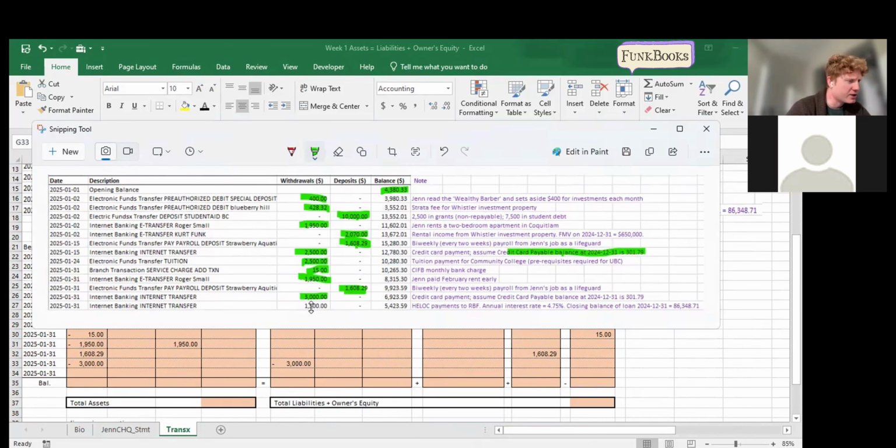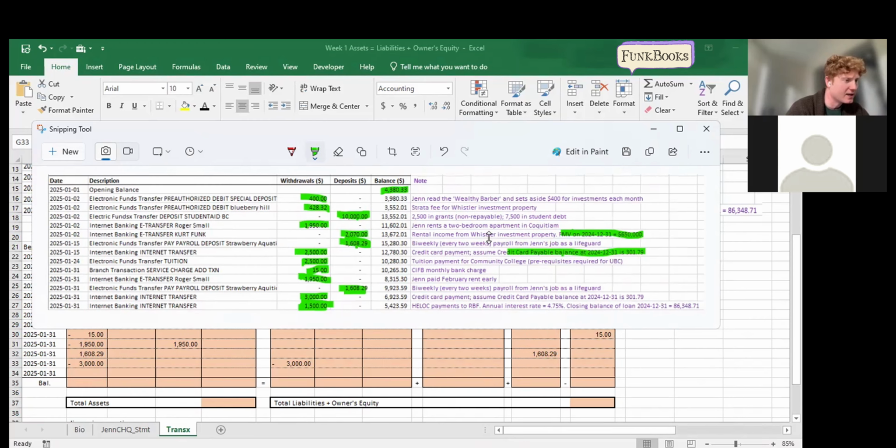Okay, last transaction is a HELOC payment. So this is something called a home equity line of credit, kind of like a mortgage or something that you would use to support the rental property or any sort of investment property that you're looking to use, right? So here we have some information. This is the monthly payment at the end of the month. There's an annual interest rate being charged, and also some information about the closing balance of the loan, right? And this is where we'd maybe want to take a moment and add some of this other information in to give us a more full picture of Jenn's situation.